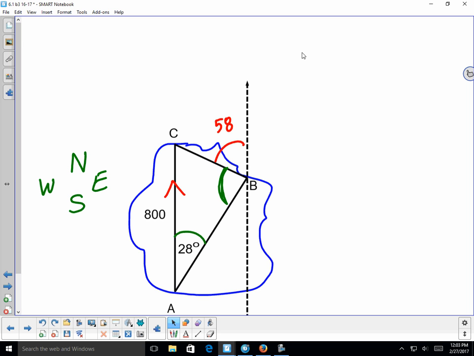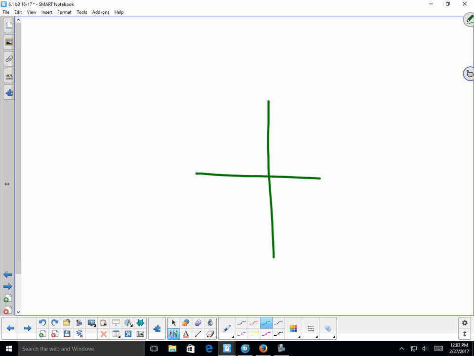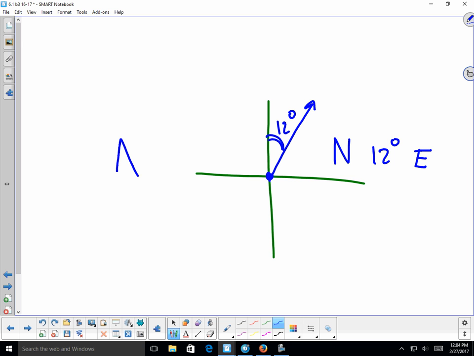Let's just look at the next one. I'll go back to this picture in just a minute. So if I have an angle that kind of is going off like this, and let's say this angle right here is 12 degrees, we would say, hey, this bearing is north 12 degrees, what? East, right? We all know our directions, north, south, east, west, yes?